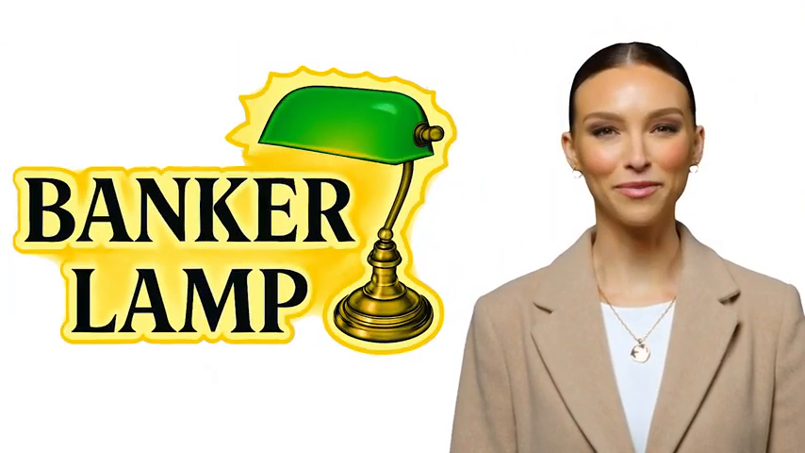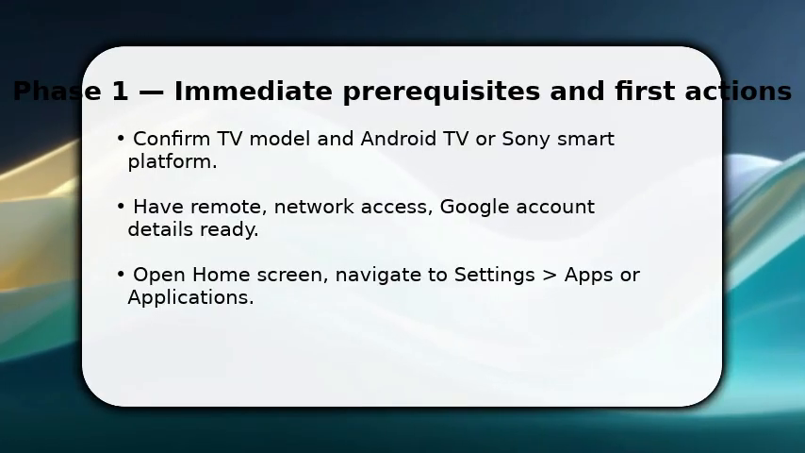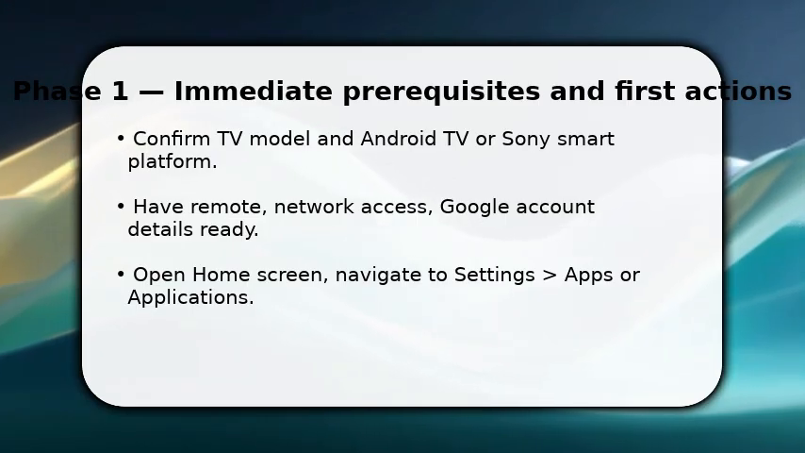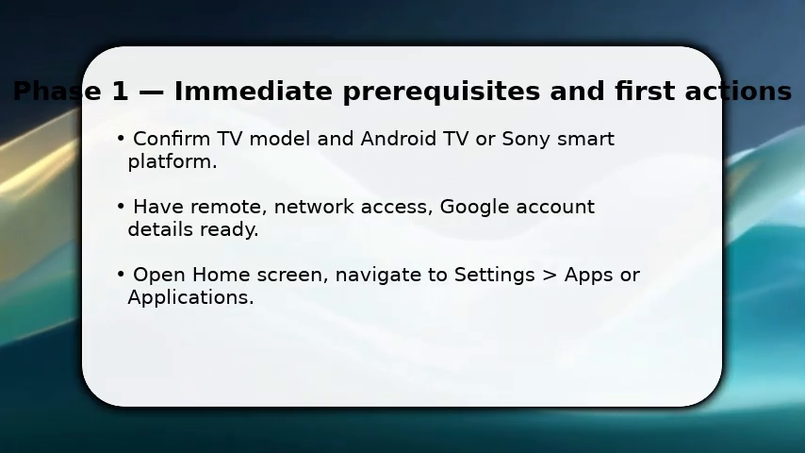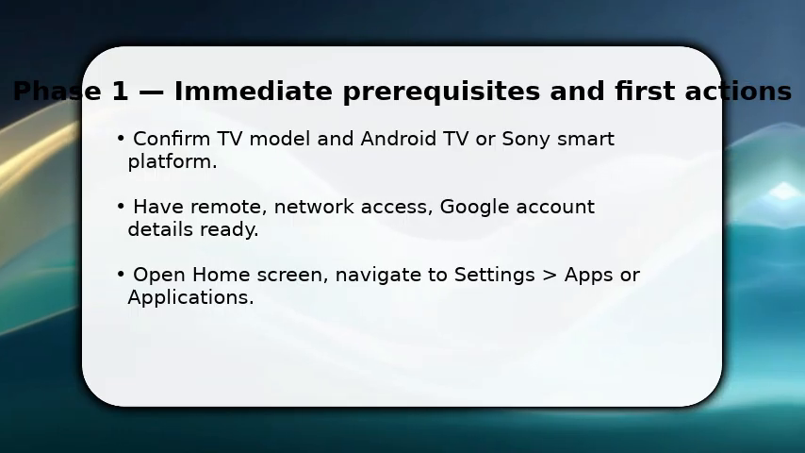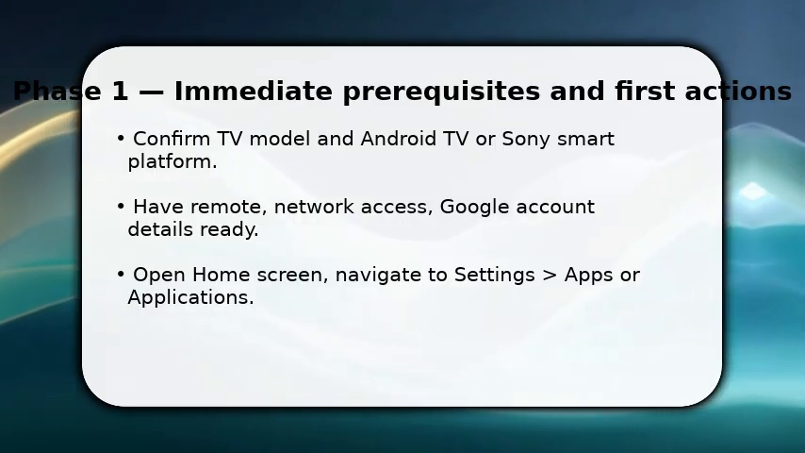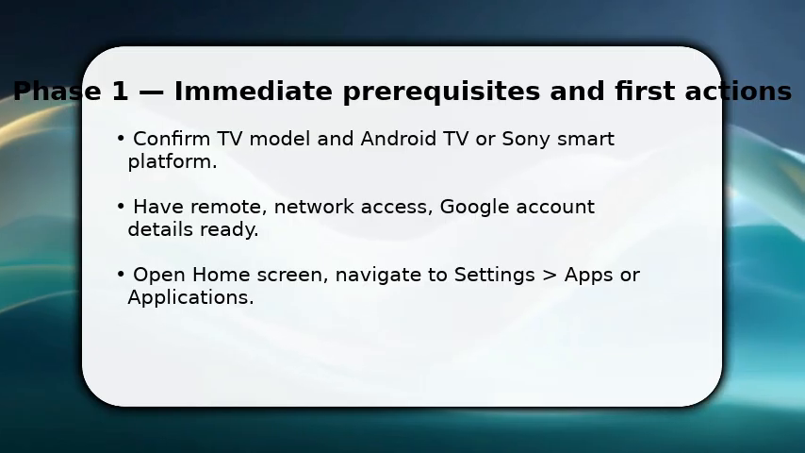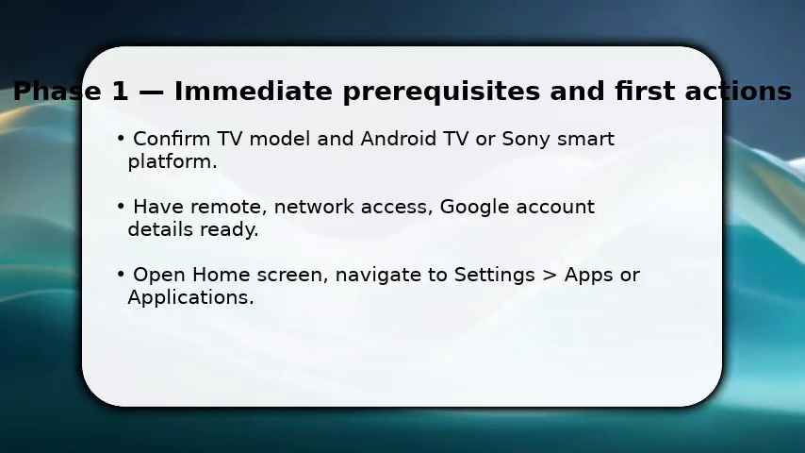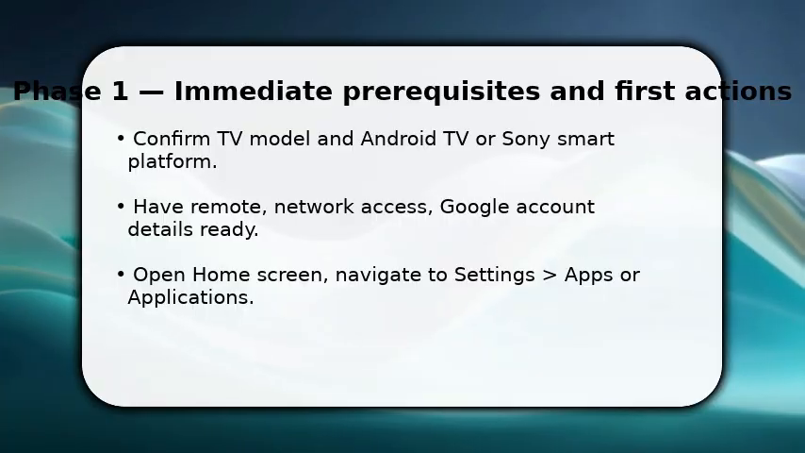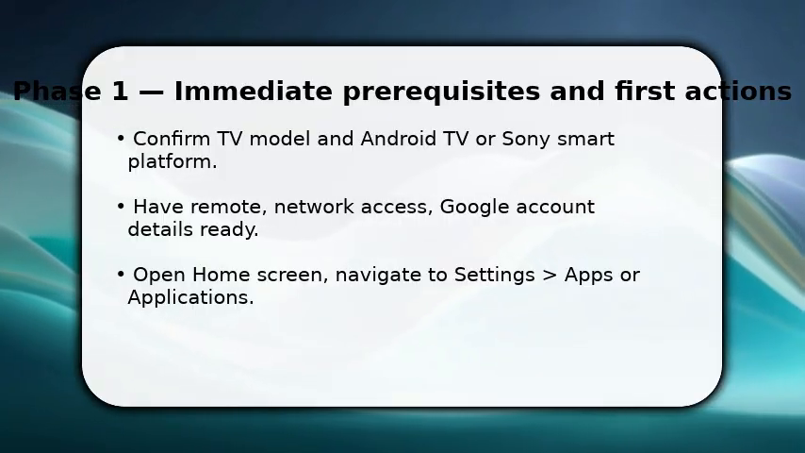Please enjoy the video. You start by confirming the TV model and platform so you know which menu paths apply. Once done, make sure the remote is working, the TV is online, and your Google account is ready if needed. Press Home, then go straight to Settings and select Apps or Applications. This begins the removal sequence.